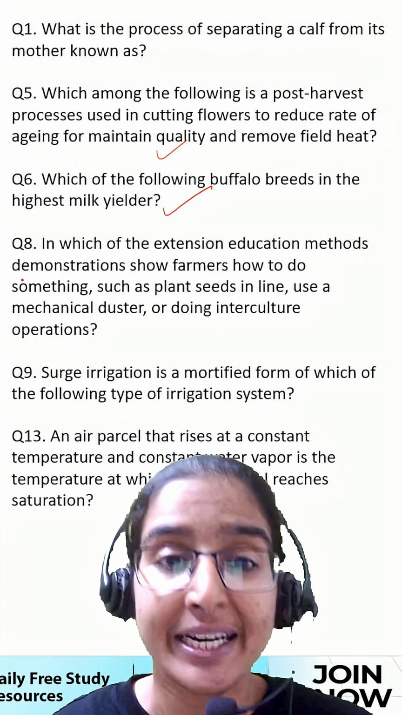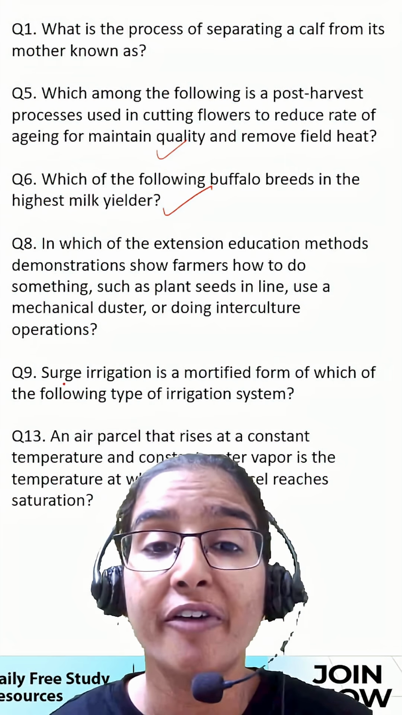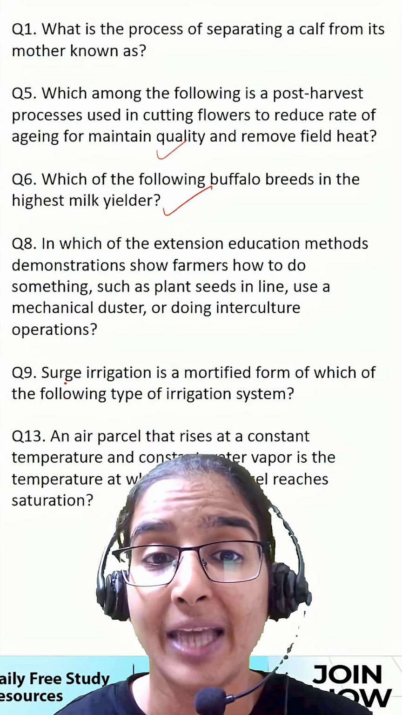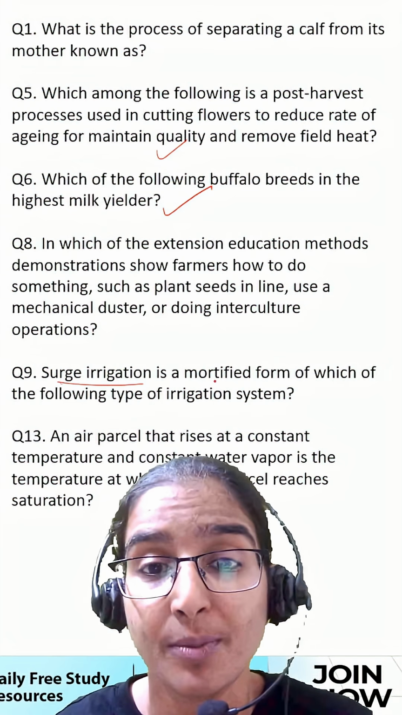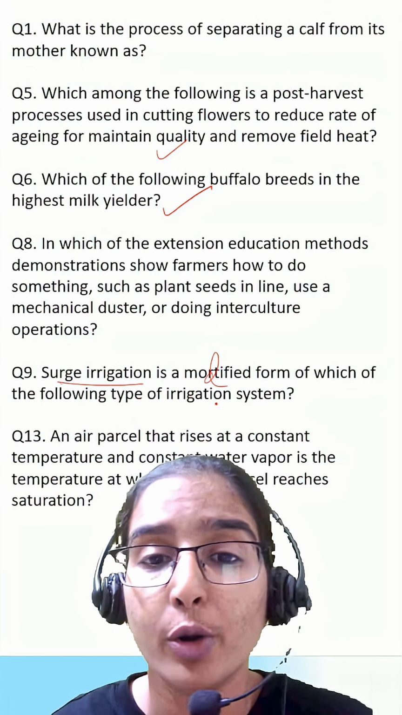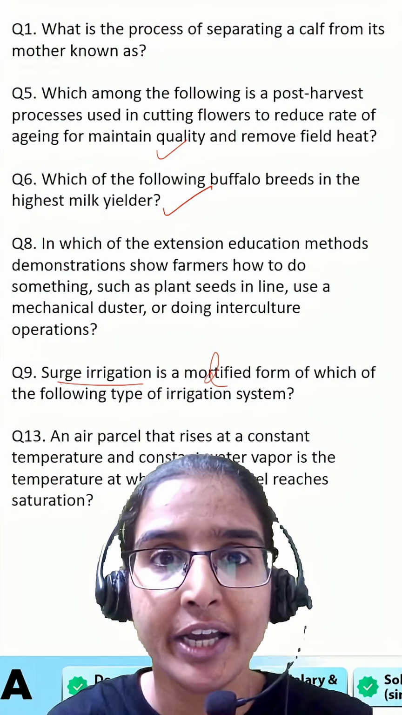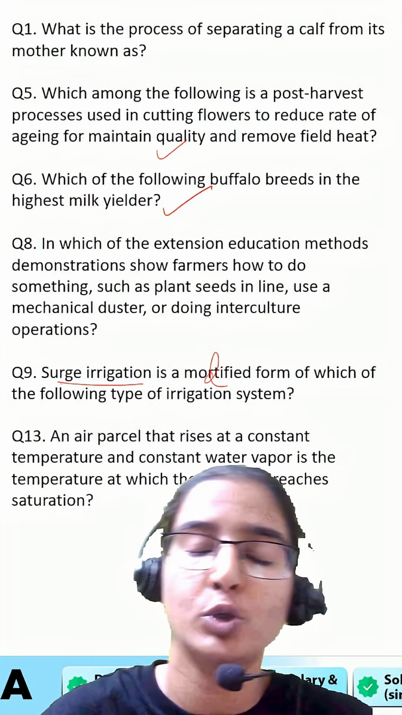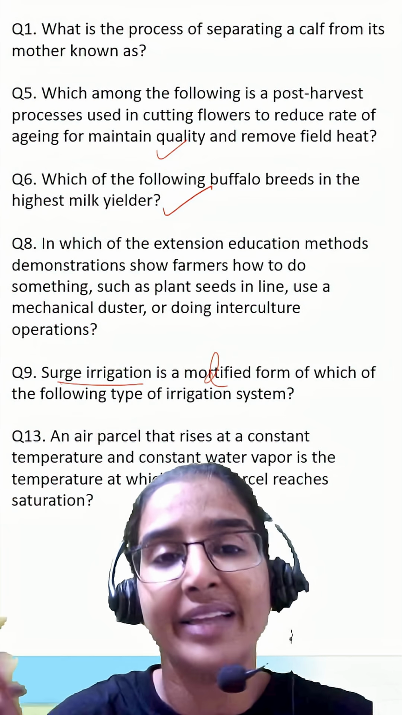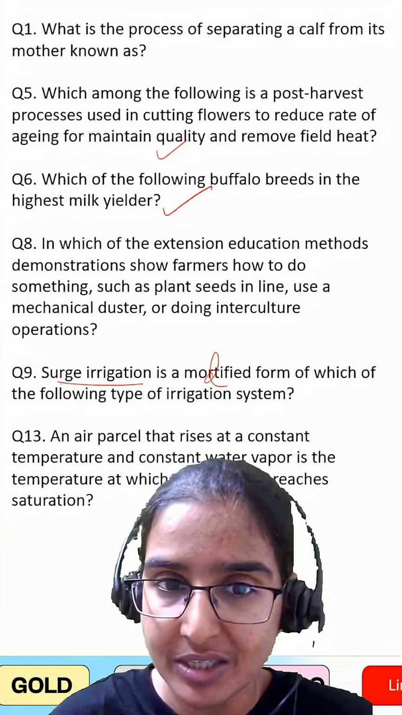But students, having said that, there are few questions which require a very good understanding of a concept. For example, if you see this question, surge irrigation is a modified form of which of the following types of irrigation? So here you should be aware of the characteristics of surge irrigation as well as the different irrigations given in the options, to compare which of them is a modified form of surge irrigation.